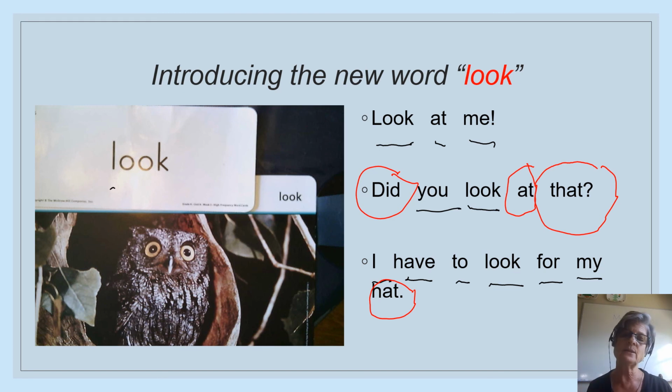Now it has an A in the middle, but does not have an E at the end. So the A goes ah. You ready? Let's try. H-a-t, hat, hat. Now let's go back to the beginning of the sentence and read it. You ready? I have to look for my hat. And that is the last sentence in our last slide.